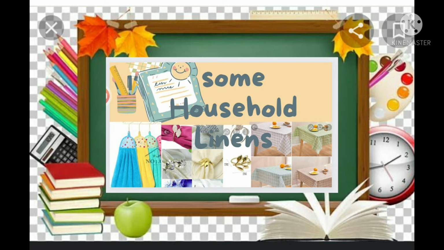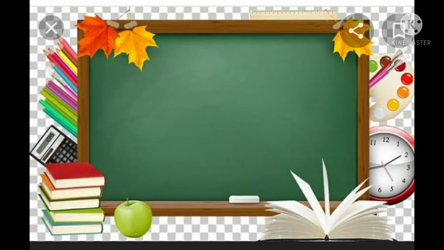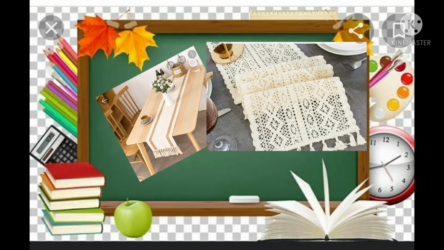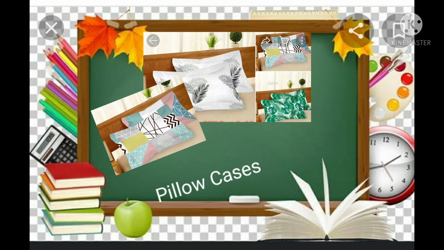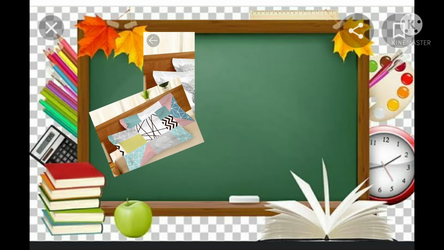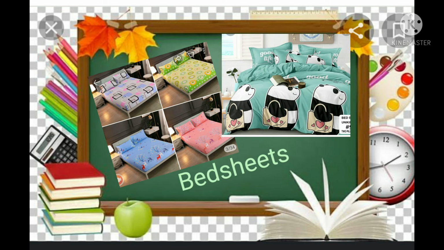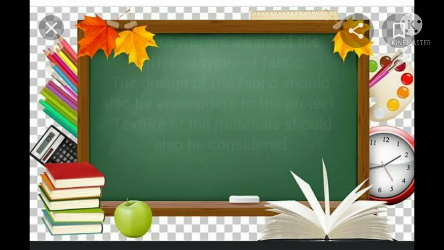Class, here are some of the household linens. We have centerpiece, table napkin, table runner. We also have the tablecloth. Then, we also have the pillowcases and hand towel. And last, we have bed sheets.